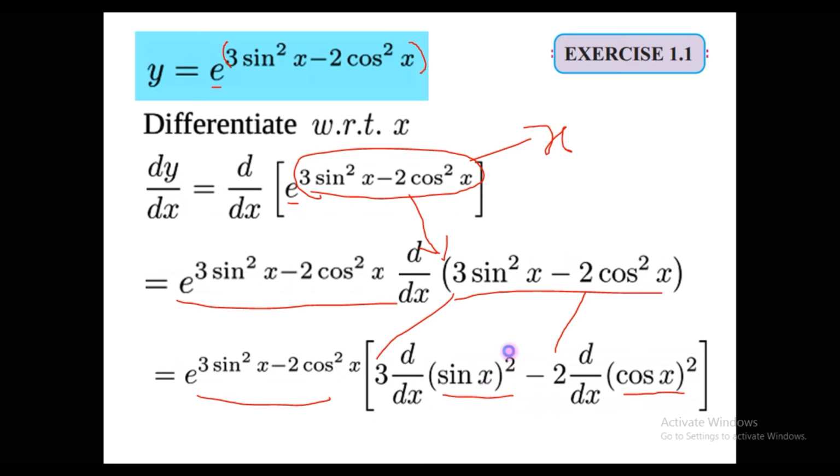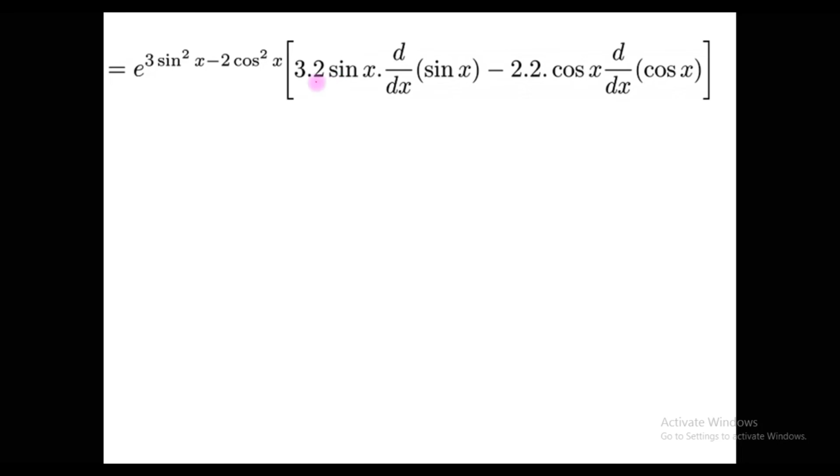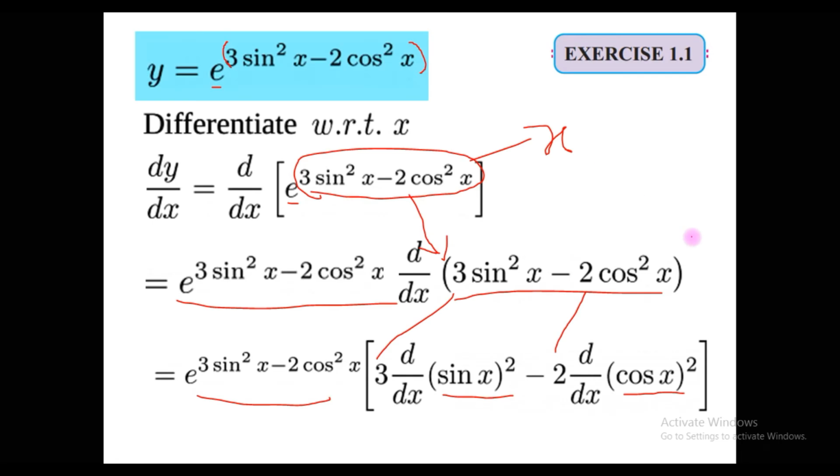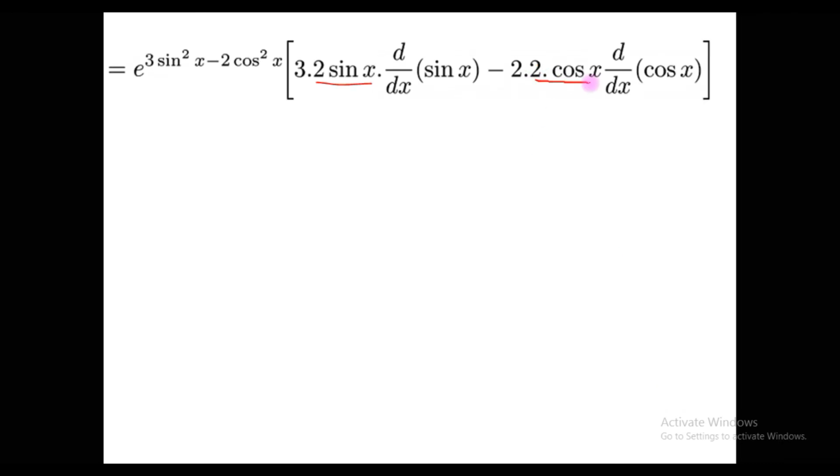It is 2 times sine x. And if I go back to the previous slide, the derivative of cos of x whole bracket square is 2 times cos x. And one more thing is remaining, that derivative of sin x is yet to be found and derivative of cos x is yet to be found.